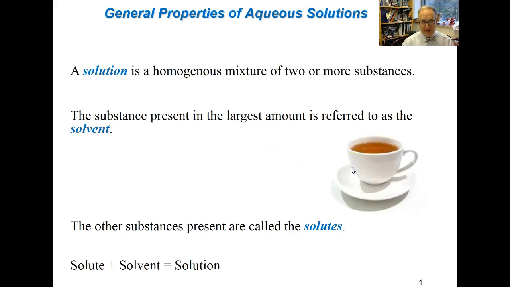An example of this would be a cup of hot tea. We've taken the tea and gotten the different chemicals out of it as we've steeped the tea bag, and the water is the solvent. All the chemicals from the tea are the solutes, along with whatever sweetener we might have put in there.